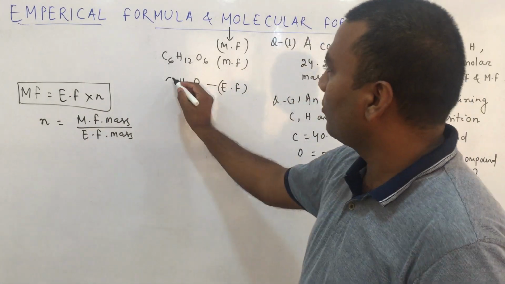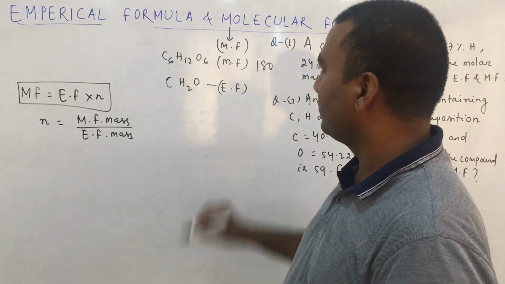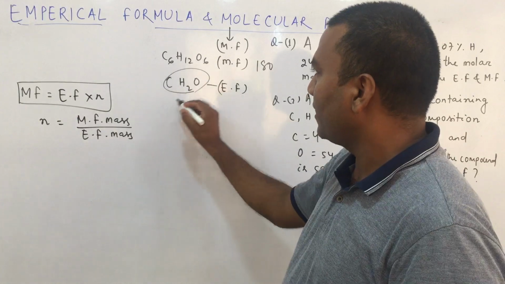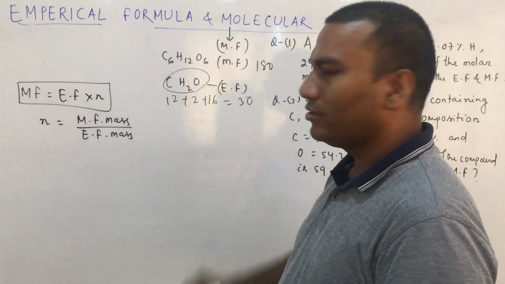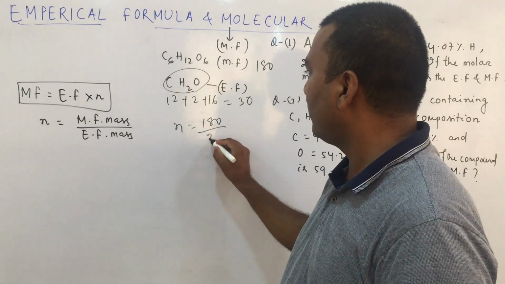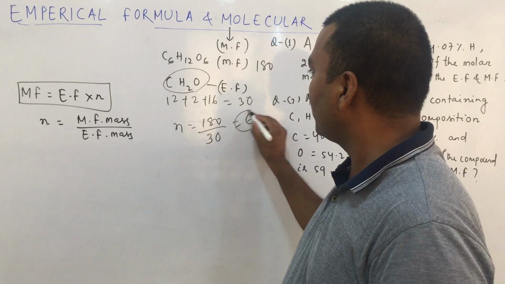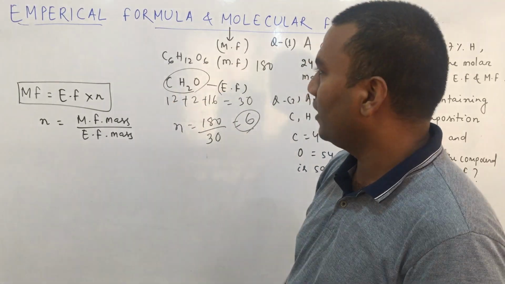Come to glucose. Glucose molecular formula mass is 180. Empirical formula mass, carbon 12, hydrogen 2, oxygen 16, equals 30. So what is the N value? N equals 180 divided by 30 equals how much? 6. Yes, we have taken 6 common.